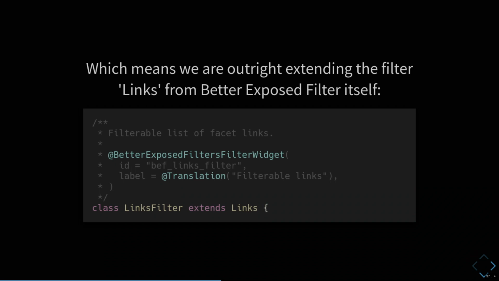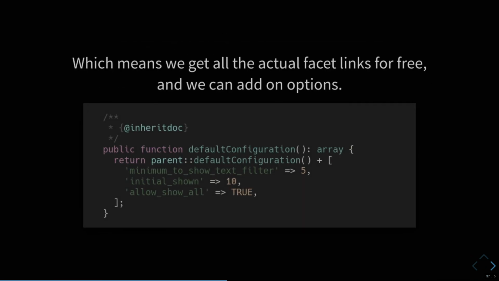it's doing all its work, and now we just need to add the JavaScript that's doing the filtering of the filters. And sorry for that confusing words. But it means we get all the actual facet links for free, and we can add on options. And so, we have the minimum to show text filter, the initial shown, allow show all. And so the reason for showing this slide is that the parent, : in there is a very common pattern when you're extending a function that you can see in another file, then you can get whatever it's doing and add your stuff to it.